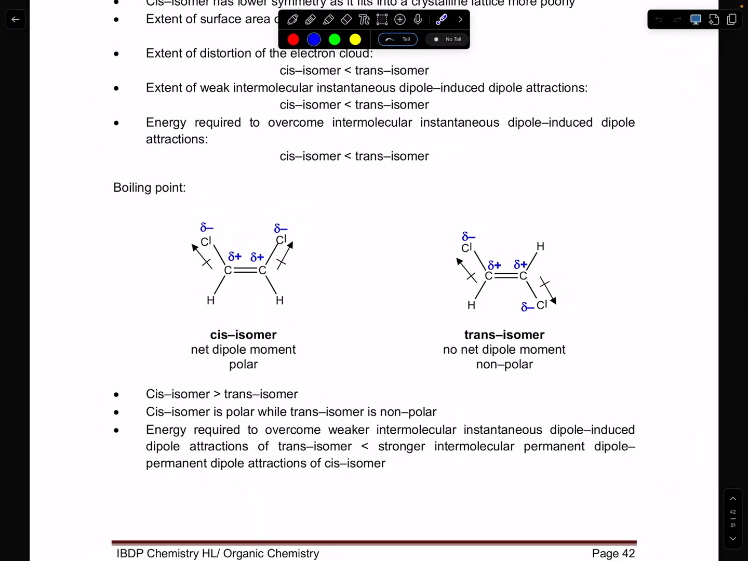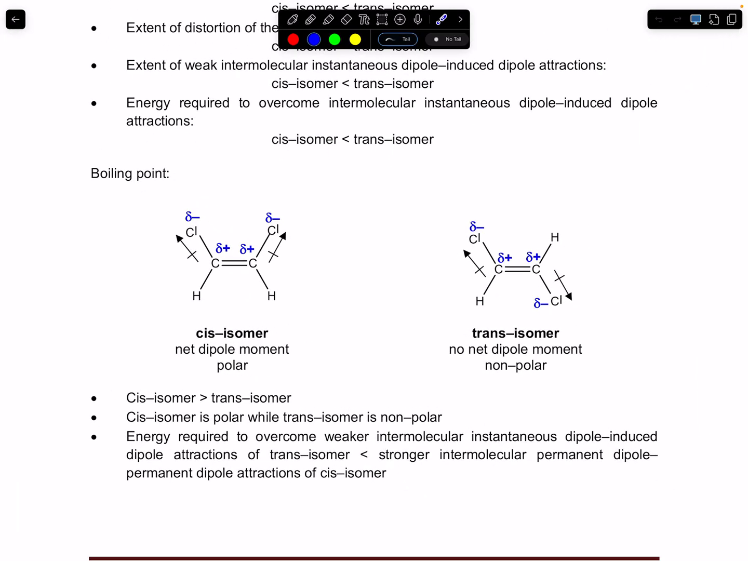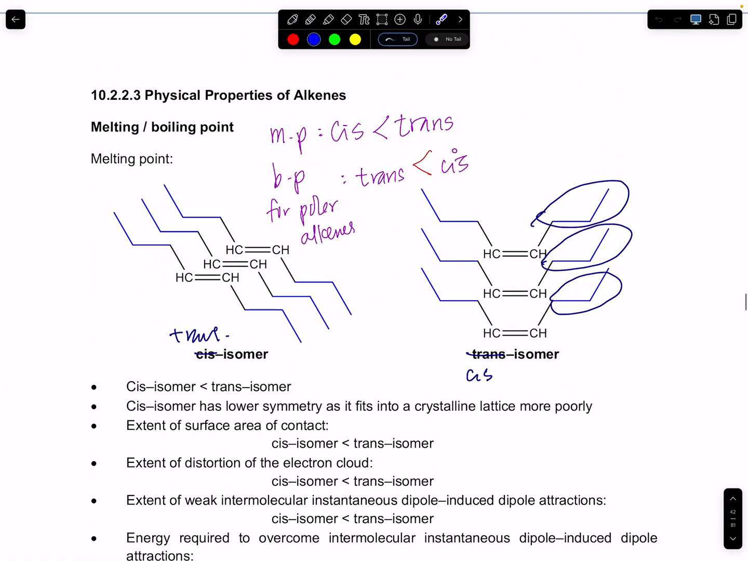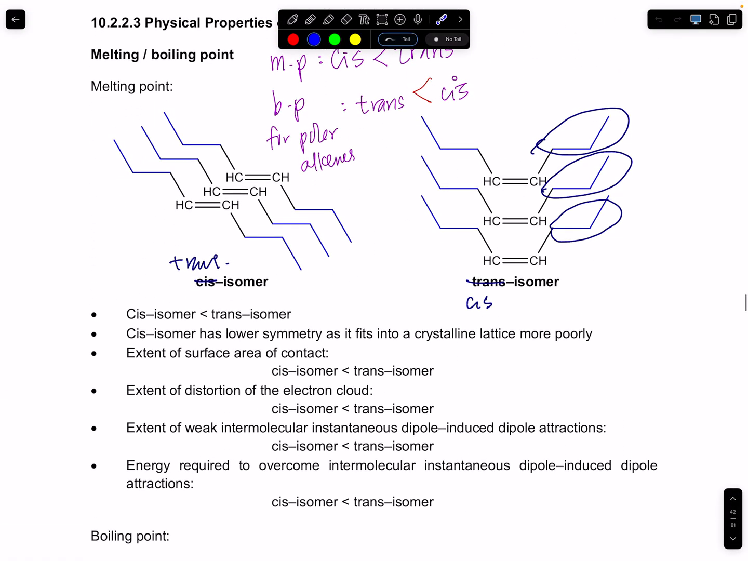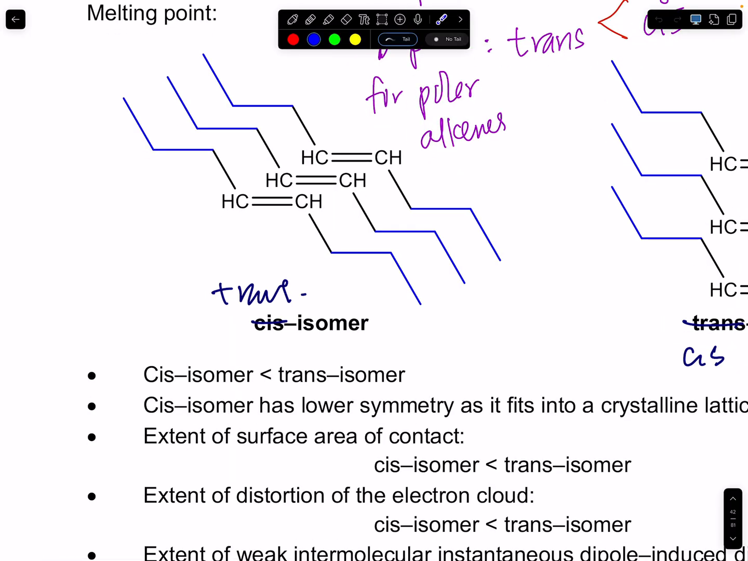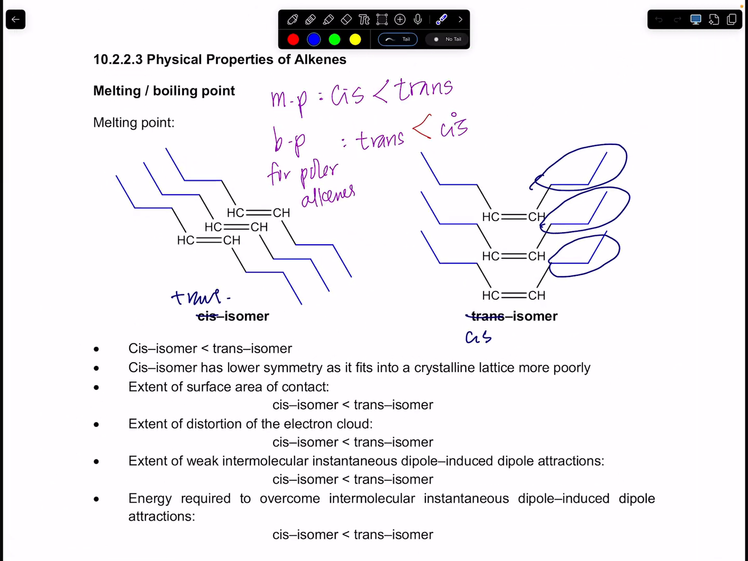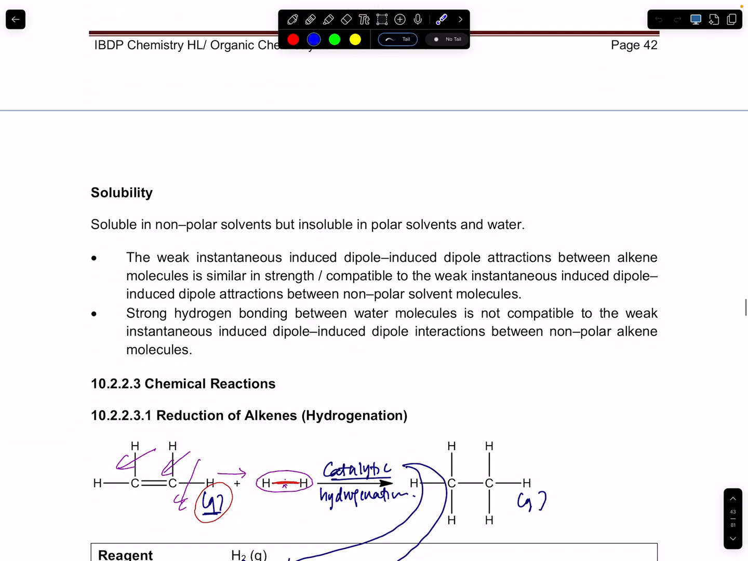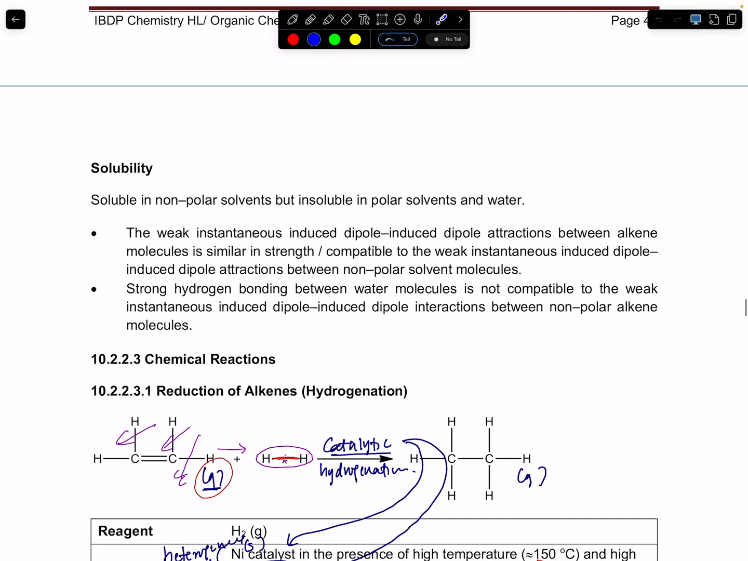Alright. For boiling point, trans is lower than cis because the individual dipole moments cannot cancel out. This one is the way you pack, the packing efficiency. And when you pack very, very well, your surface area of contact will be much greater. Therefore, London dispersion forces are stronger. Solubility is the same as alkenes. You all know why, right? Because alkenes are also non-polar.